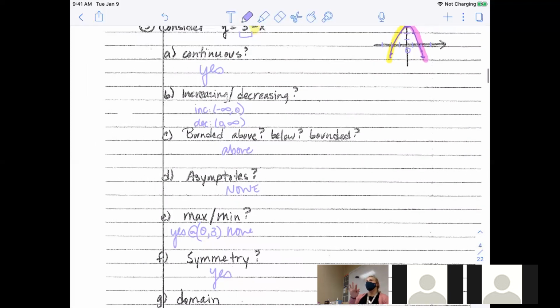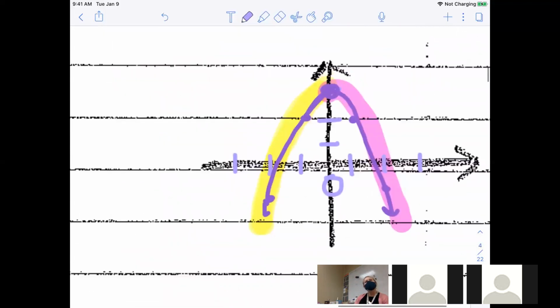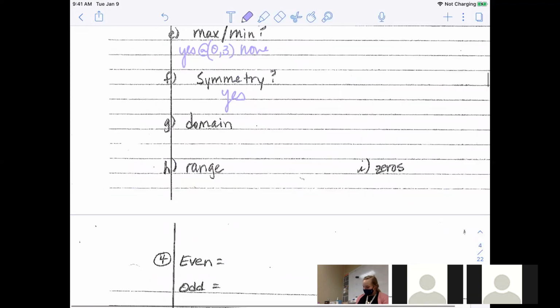And then now we're on domain, range, and zeros. What's my domain here? Good. There's nothing funny. There's no holes or breaks or nothing crazy. And I've got arrows at both sides. So those tell me it goes on and on forever in the x direction. Negative infinity to positive infinity.